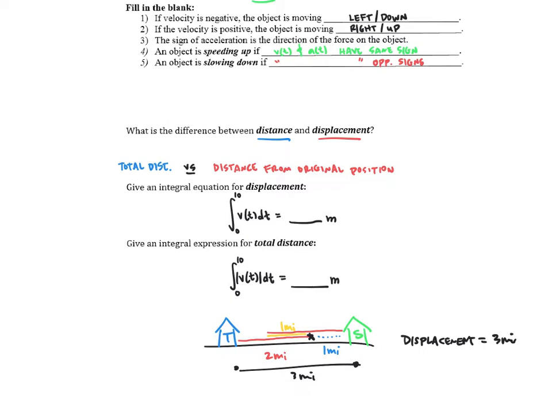His total distance traveled, however, is going to be much different. Total distance traveled, of course, will be the 2, then the 1, then another 2. So he actually traveled 5 miles. So he doubled back on that 1 mile loop when he thought he had forgotten something. Okay, so that's the difference between total distance traveled and displacement. Let's continue with a few other examples.